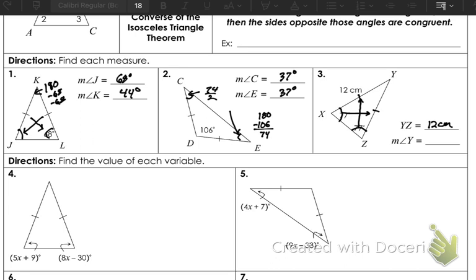You got 26 over there? We do 180 minus 77 minus 77, and we should get out 26.